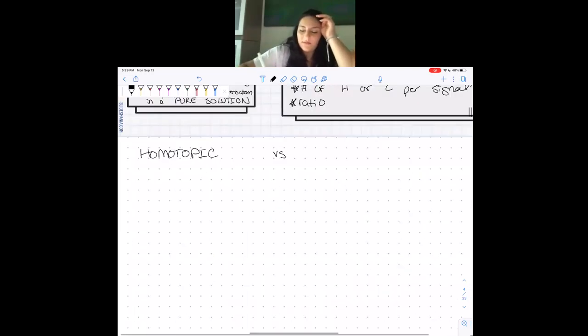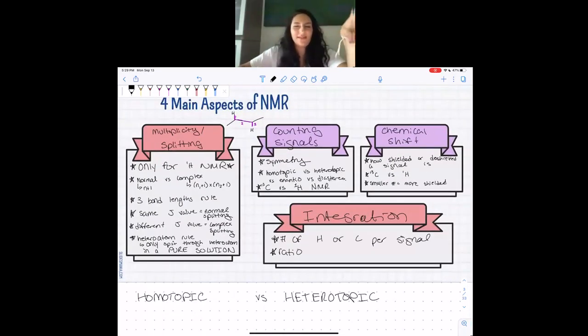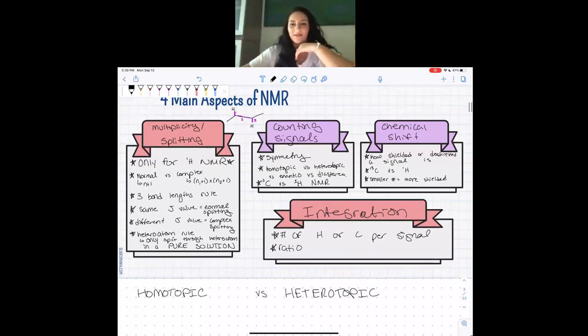What was the last point for integration? One second. Yeah, so the last point for integration was ratio. We're going to talk about that when you see an actual spectrum. Just know that if it's 1, 1, 1, that could mean that there's one hydrogen in every signal, or it could mean there's two or three. They just have to be in a ratio. It's hard to explain when you're not looking at it.